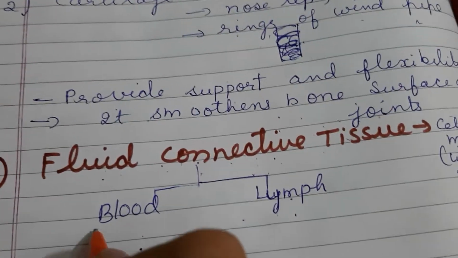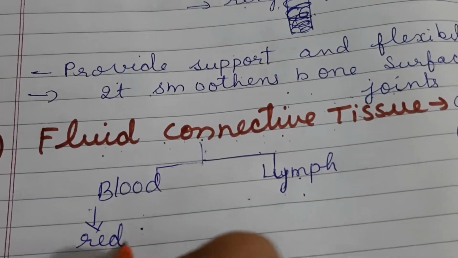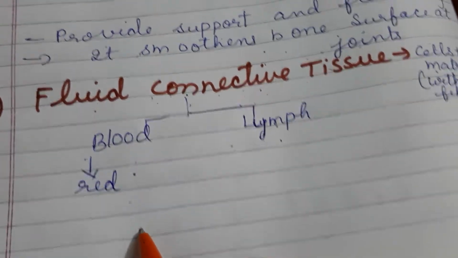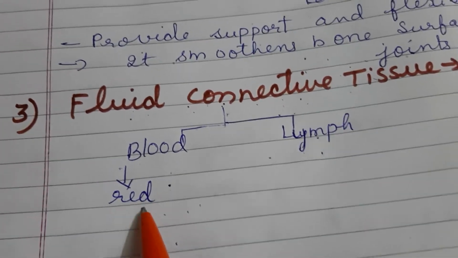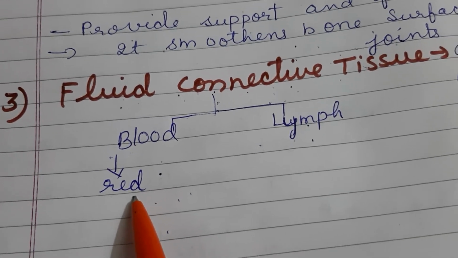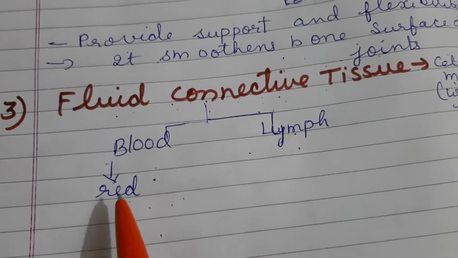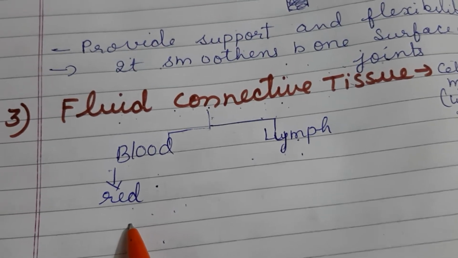Now you know that blood is red in color. Why is it red in color? Due to the presence of hemoglobin, a pigment which is present in the blood. That is why blood is a red colored tissue, right students? Now it consists of plasma and the cells.